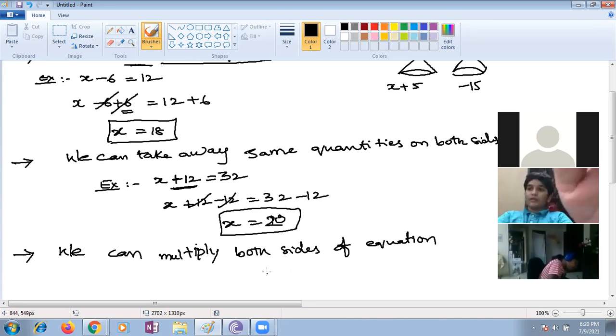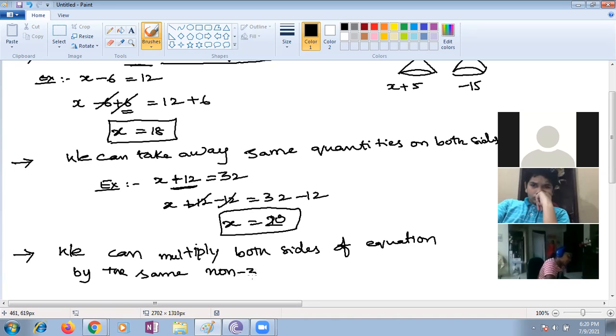Both sides of an equation by the same non-zero number. This is very, very important. The number should be non-zero. It should not be zero. If it is zero, what happens? Zero multiplied with any number becomes zero. We can multiply both sides of an equation by the same non-zero quantity.